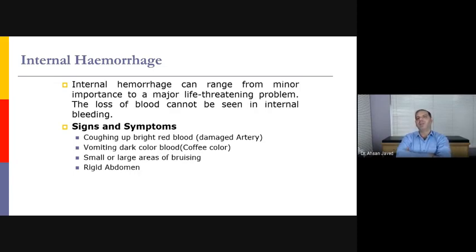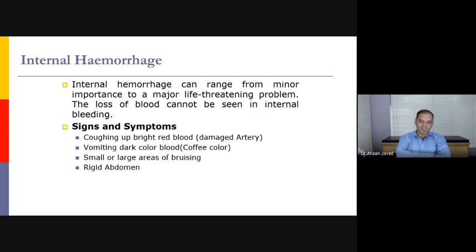Then there can be vomiting of dark colored blood, which is also called coffee colored. When it occurs, it indicates that the person is having an upper GI injury or upper GI condition, which is leading to bleeding into the GI system. And usually it results in vomiting a dark red, coffee colored vomit, and it indicates upper GI injury.